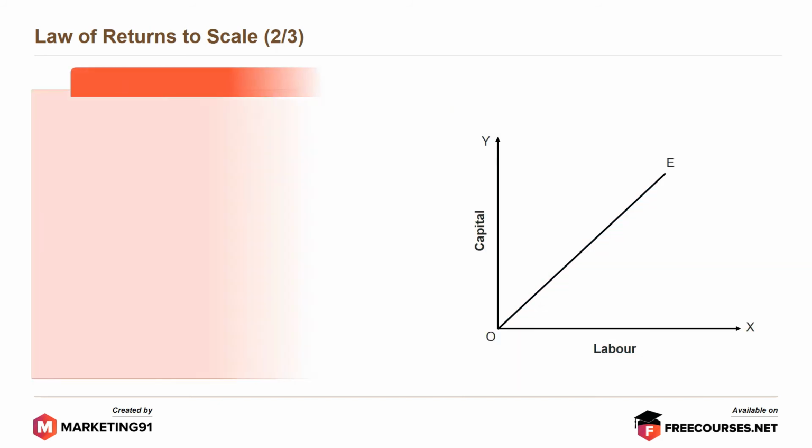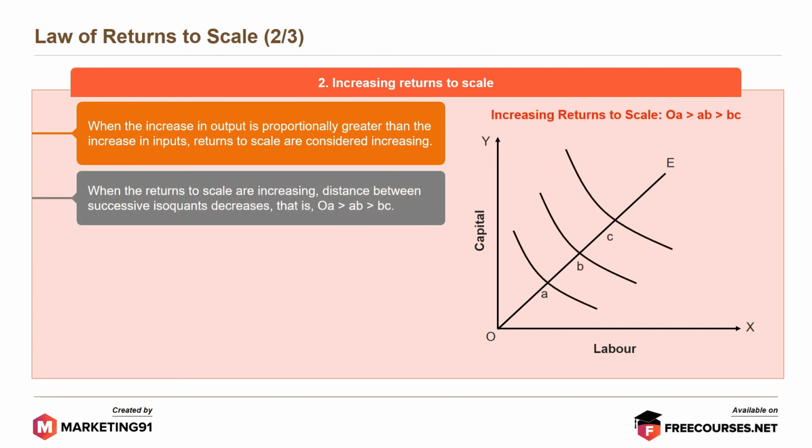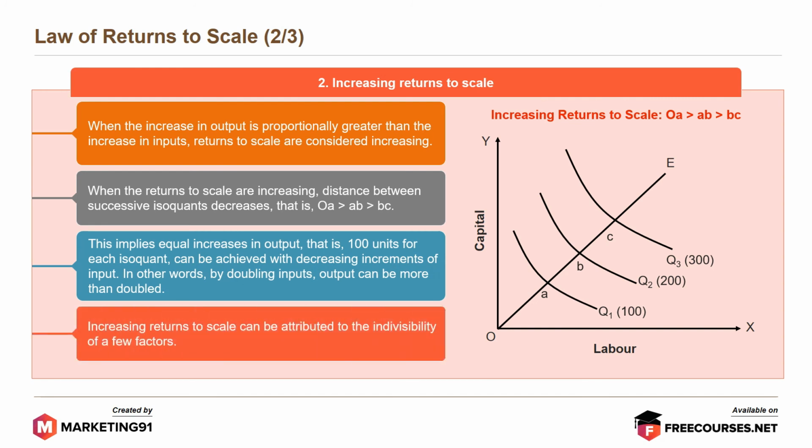The second, increasing returns to scale. When the increase in output is proportionally greater than the increase in input, returns to scale are considered increasing. When the returns to scale are increasing, distance between successive isoquants decreases. That is, OA is greater than AB, AB is greater than BC. This implies equal increases in output, that is, 100 units for each isoquant can be achieved with decreasing increments of the input. In other words, by doubling inputs, output can be more than double. Therefore, increasing returns to scale can be attributed to the indivisibility of a few factors.